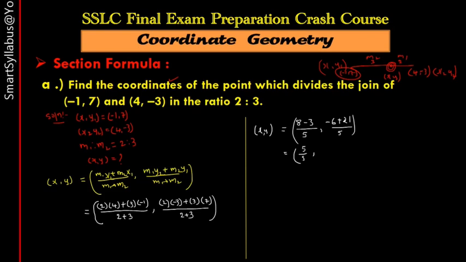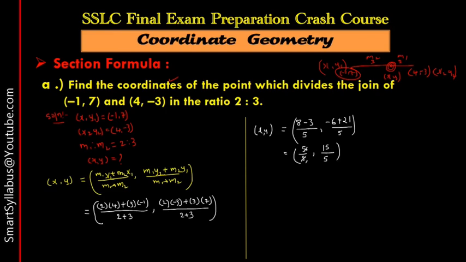Now -6 plus 21, both the numbers having different signs, so subtract them. In 21, if you take out 6, it will be 15. Greater number is 21, so its sign is plus, 15. In the denominator, 5 as it is. If it is possible, divide them. 5 ones are 5, 5 threes are 15. So that's equal to 1 upon 1, in the sense it's 1, and 3 upon 1, in the sense it's 3. Therefore, the required coordinates are 1 and 3.